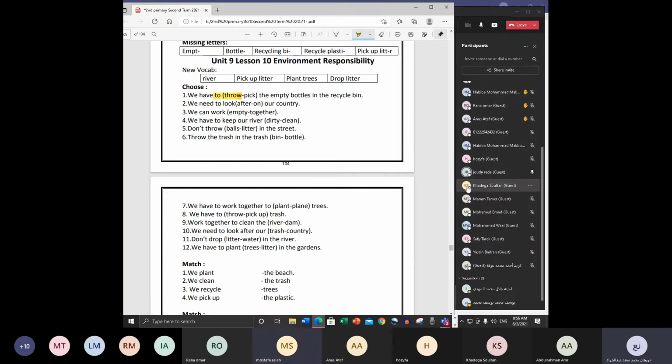جودي, yes miss. Okay, number 2. We need to look after. To look. After or on our country. After. Okay, look after, which means equal to keep our country.